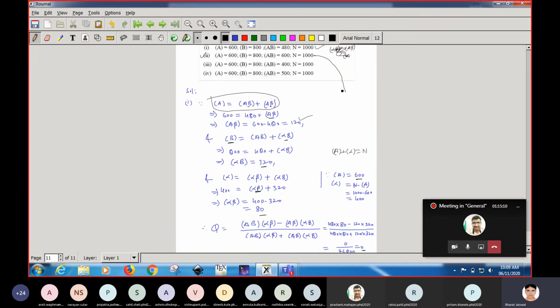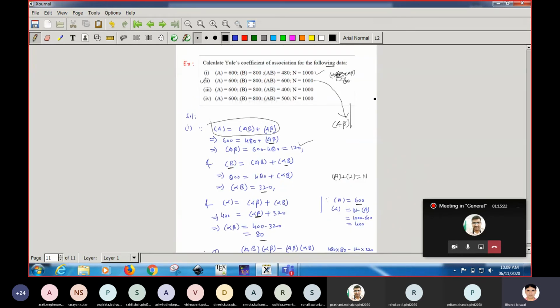Okay, first note down what we have to find. We will have to find out A beta, and we will have to find out alpha B, and alpha beta, these three things.